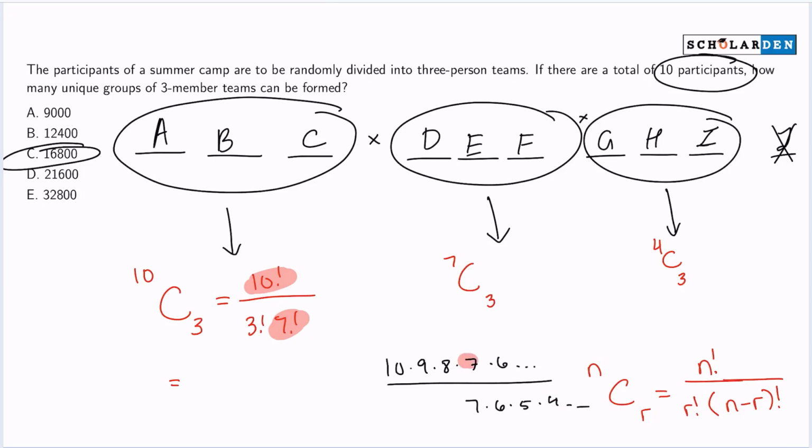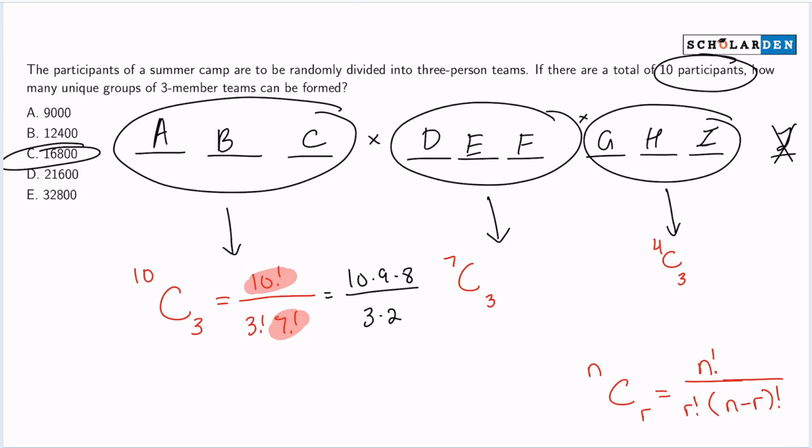Notice how all of this will get wiped out. So we really just have the 10, 9, and 8 left over in this case, because the 7 factorial wipes out the remaining factorial of the 10. But remember, we still have that 3 factorial, so that will be 3 times 2. All right, so far so good. So let's go ahead and continue here.